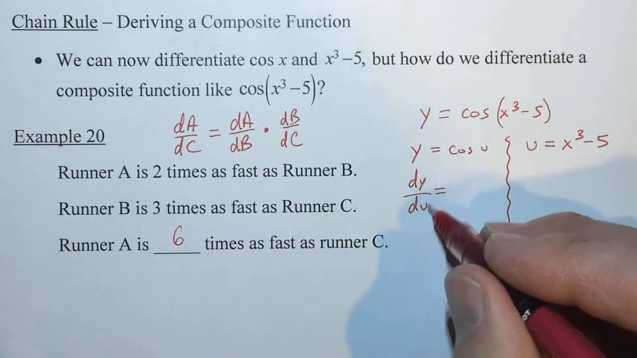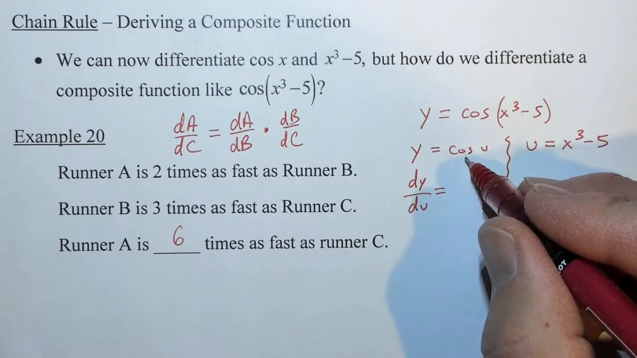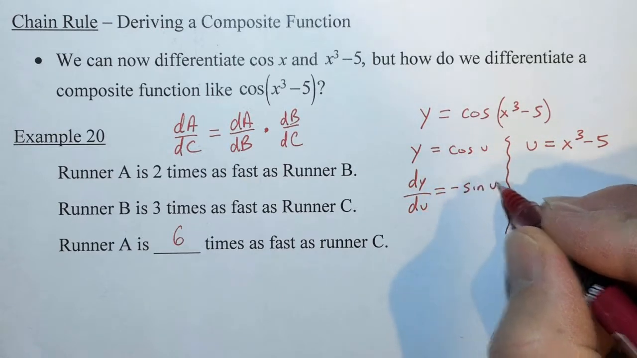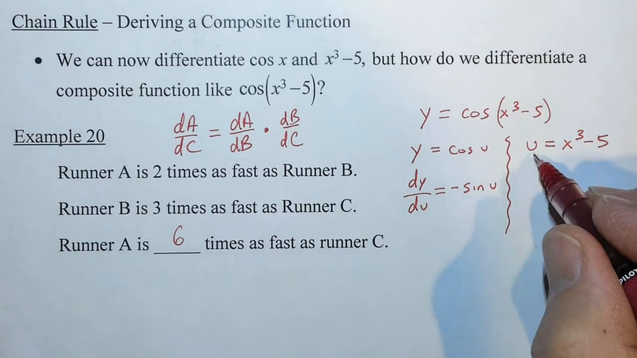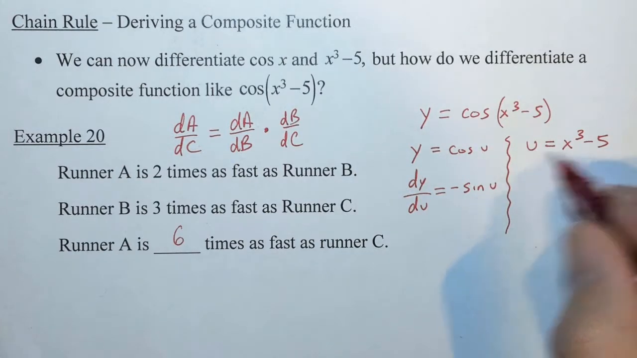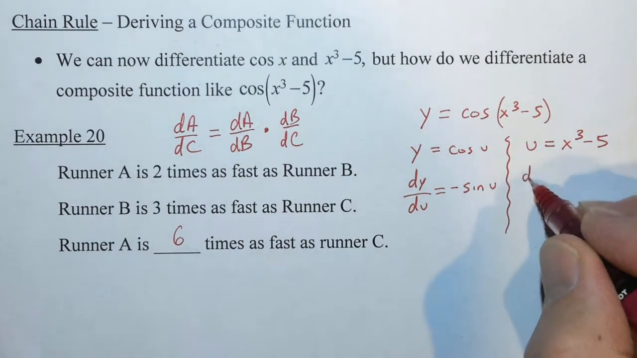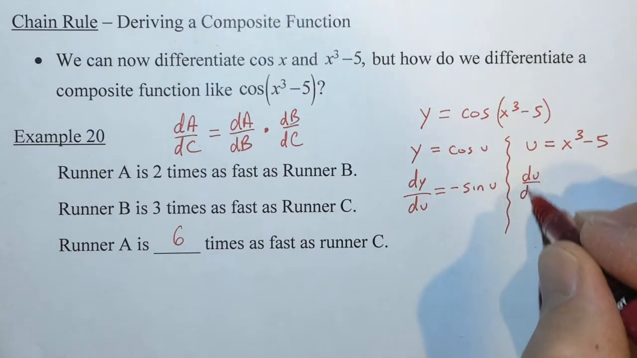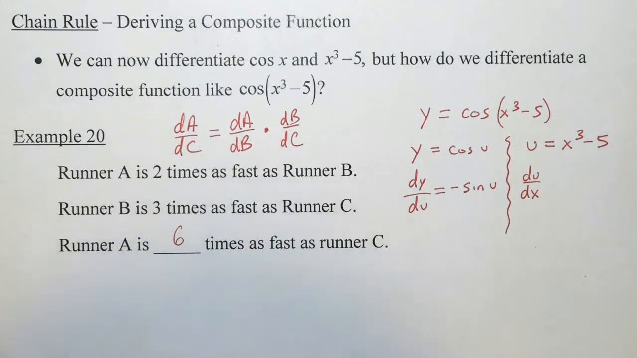The derivative of y with respect to u. What's the derivative of cosine? Yes, it's negative sine. So we'll have negative sine u. Now over here, we're going to take the derivative of this function as well. When we derive u, we see that the independent variable is x, so we're going to get du dx. So when we derive x cubed minus 5, what's the result?